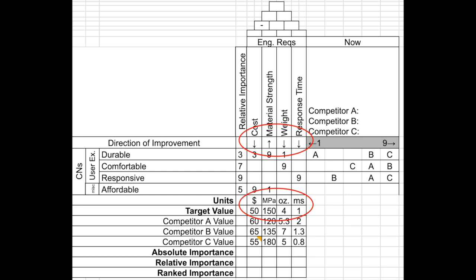The last parts are the target metrics and the roof matrix. For each engineering requirement, we need to quantify them into a target value or range with units and a direction of improvement. For the controller, for example, response time improves as it decreases, so the direction of improvement is down.